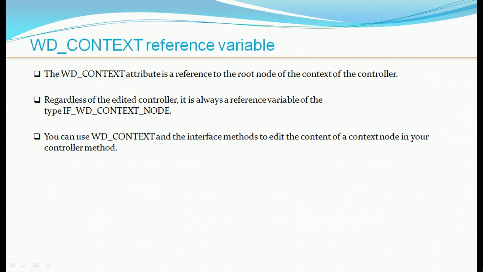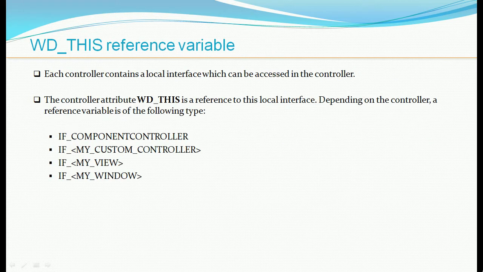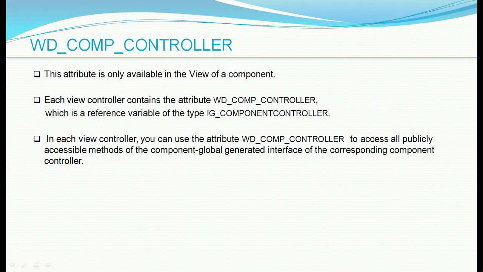WD context attribute refers to an IF_WD_CONTEXT_NODE and is available in all controllers. Depending on the controller, this attribute refers to its local interface. WD comp controller is a reference variable to the IG component controller and is only available in the View controller. Using this attribute we can access all the data and methods in the component controller.